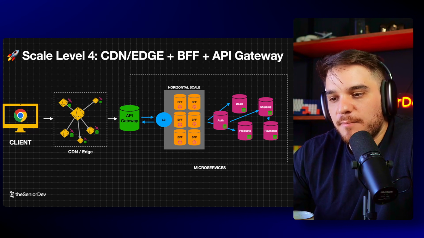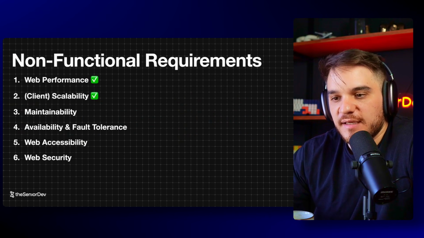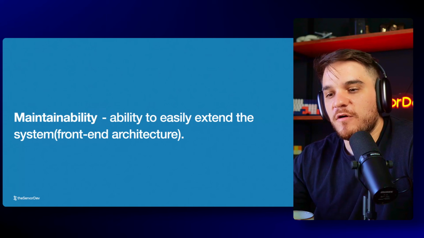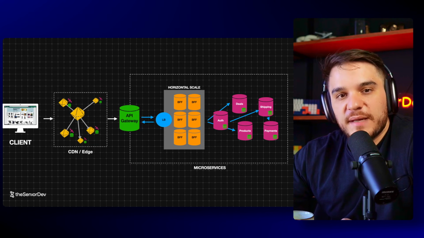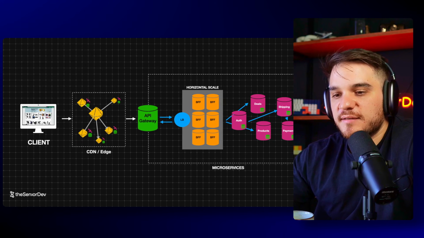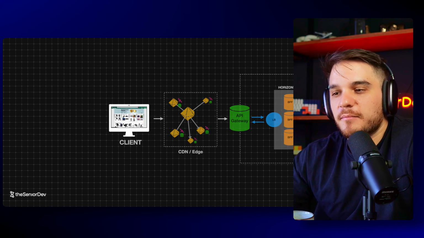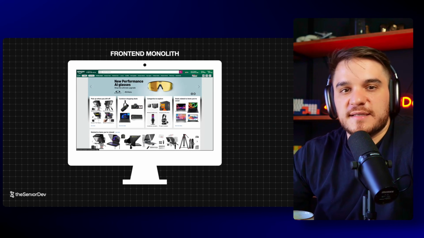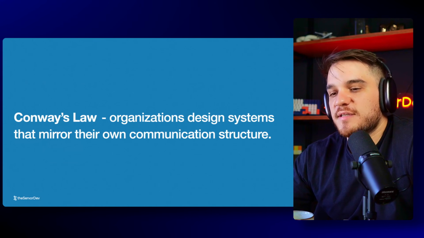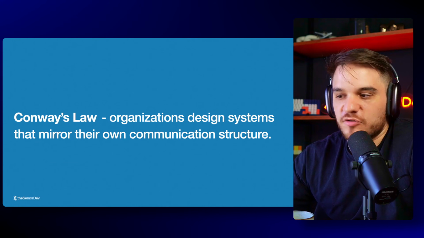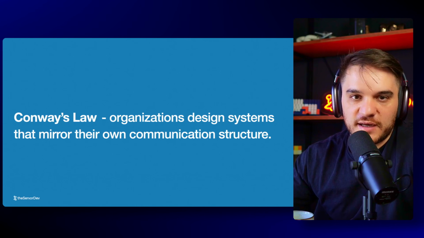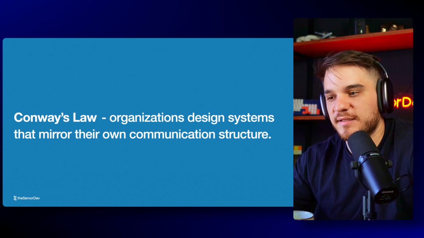But now let's talk about maintainability. So maintainability, it's basically the ability to easily extend the system from the front-end perspective. Now, going back to our system, even if there are microservices in the backend, we are still dealing with a front-end monolith. And the problem with monoliths is illustrated by Conway's law, which states that organizations design systems that mirror their own communication structure. So basically, how the team looks like, it's how the system will look like, and how the system will look like, it's how the team looks like.